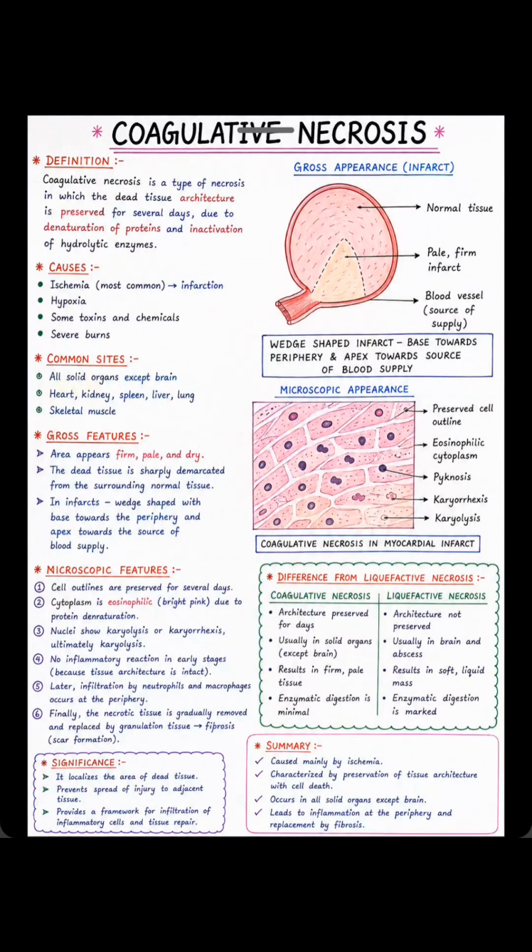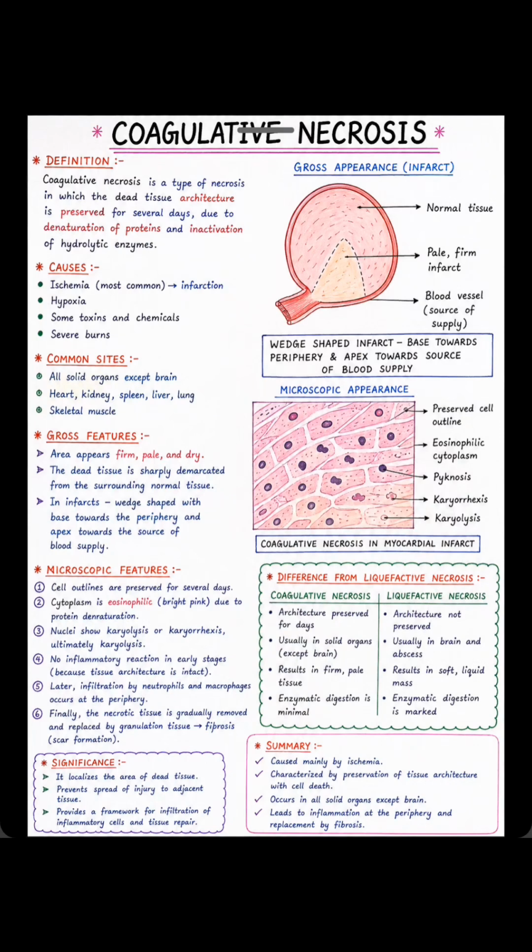Looking at the gross appearance, the affected area appears firm, pale and dry, and the dead tissue is sharply demarcated from the surrounding normal healthy tissue. This is the normal healthy tissue. The affected area is this, pale, firm, an infarct. In an infarcted solid organ, it forms a classic wedge-shaped infarct, base towards the periphery and apex towards the source of the blood supply.